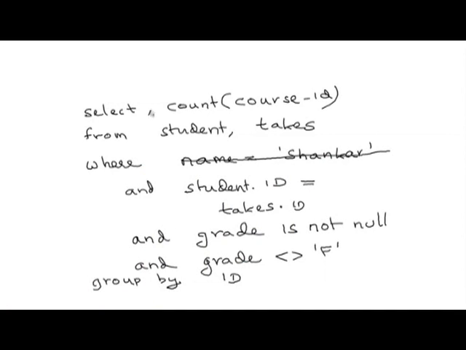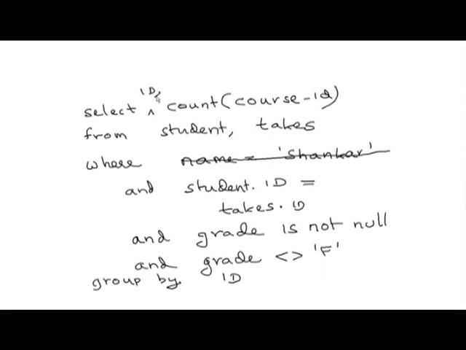But I also need to know the ID of the student, because what will happen right now, as shown, I'm going to get many different counts, once per student, but I also need to know the ID. So let me add this field ID over here. So what we have done is select ID, comma count course ID, and the rest of the query is as you can see. Group by ID. So for each student, I have the count of courses.